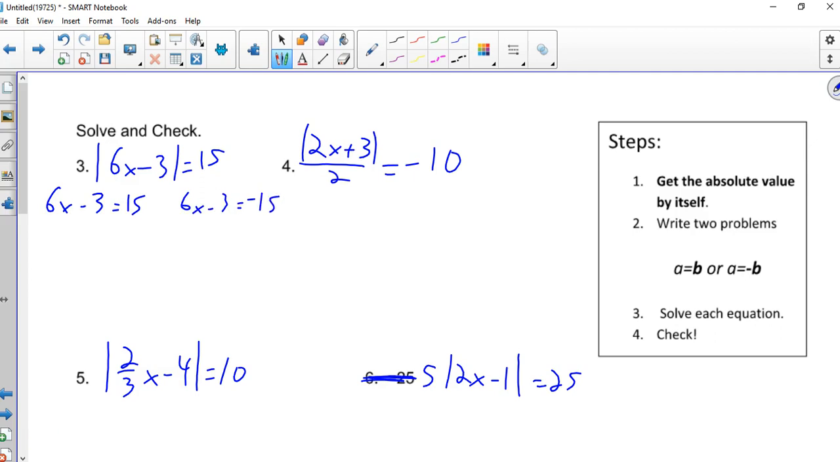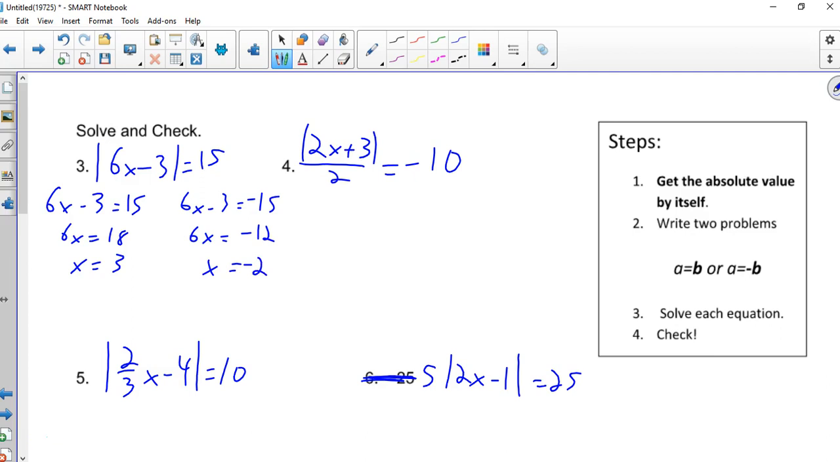And now I'm just going to solve. For space, I'm just going to not write down every step. I'm going to add 3 and get 6x equals 18. And over here, if I add 3 to -15, I'm going to get 6x equals -12. I'm going to divide by 6 and get x is 3. Divide by 6 and get x equals -2.